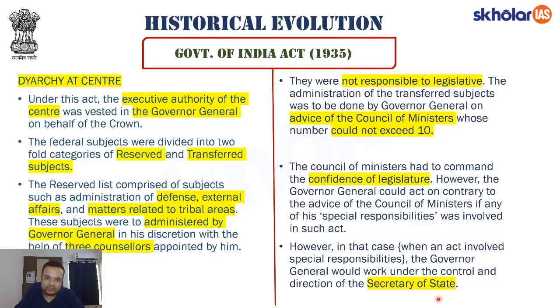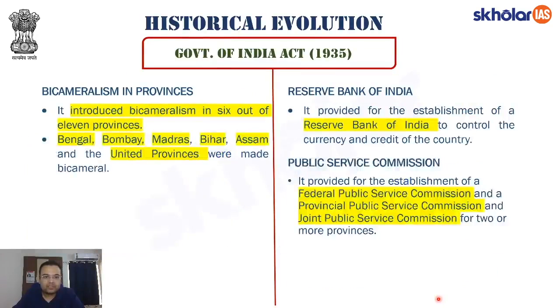I hope this point is absolutely clear. Now, another important thing that happened was bicameralism in provinces. So what exactly do we see?